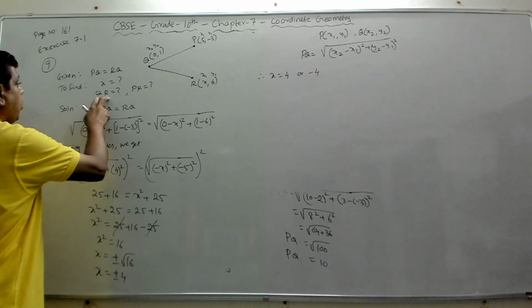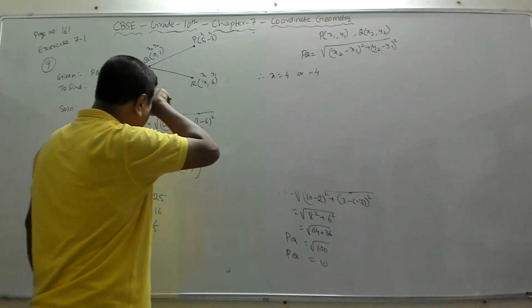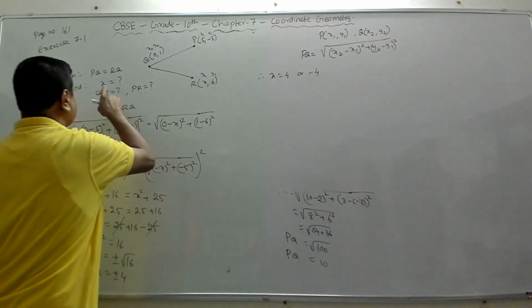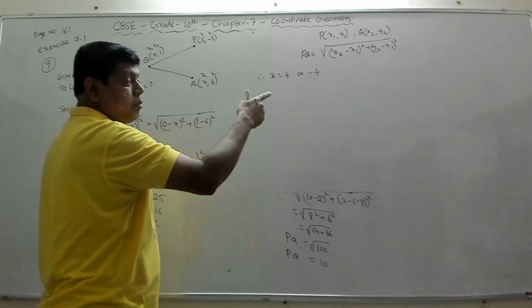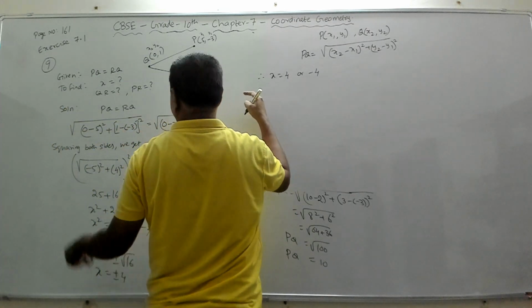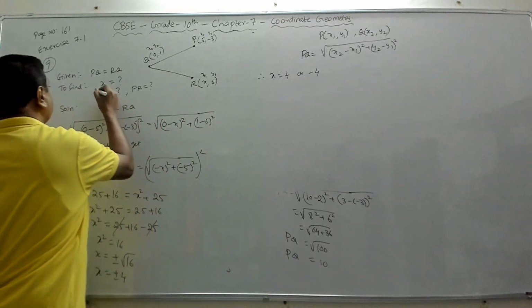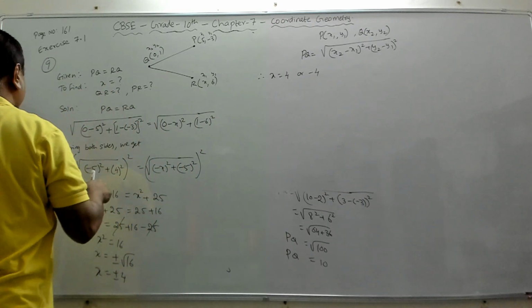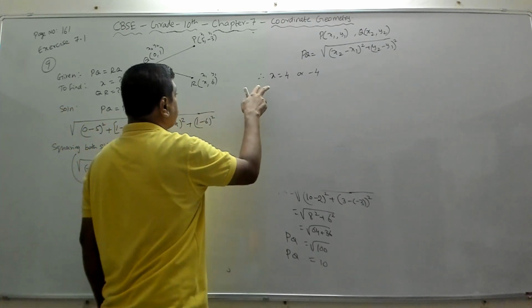Now we should find QR and PR. So both the answers are right. So x will have two values, either 4 or minus 4. Now we have to check what is QR and PR. What is the length of these two? Now to find the length of this one, we have to consider both the values.